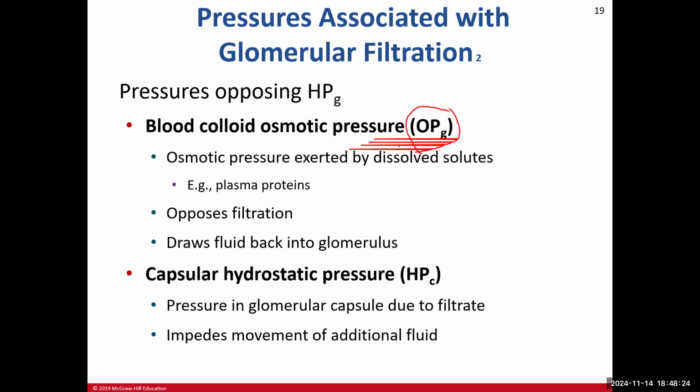And then the other one here is the capsular hydrostatic pressure, notated as HP subscript C. As fluid moves into the glomerular space, that fluid is going to exert a pressure on the outside of the capillaries. Because of that, that's also going to oppose filtration, but it also impedes movement. Law of physics: you cannot have two things occupying the same space. If there's fluid out there in the glomerular space, it's hard to move more fluid into that space because there's already a physical presence of some matter there.